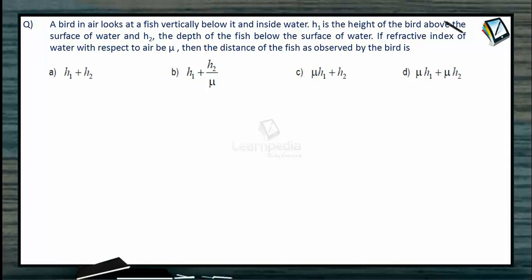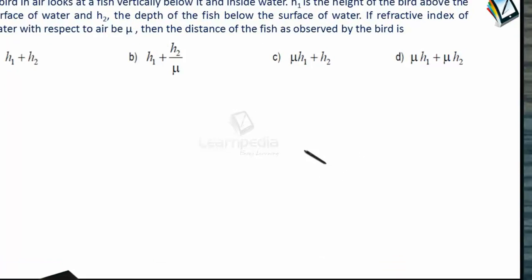A bird in air looks at a fish vertically below it and inside water. H1 is the height of the bird above the surface of water, and H2 the depth of the fish below the surface of water. So the scenario is like this. Suppose this is the surface of water and it is air, and here it is water inside. So suppose fish is somewhere here.